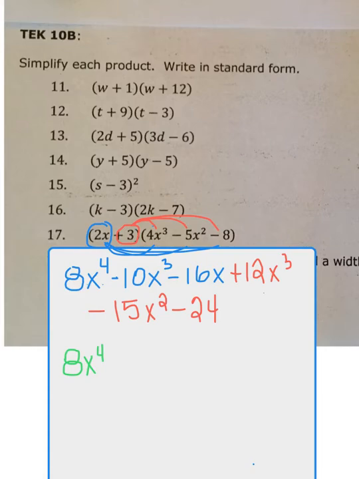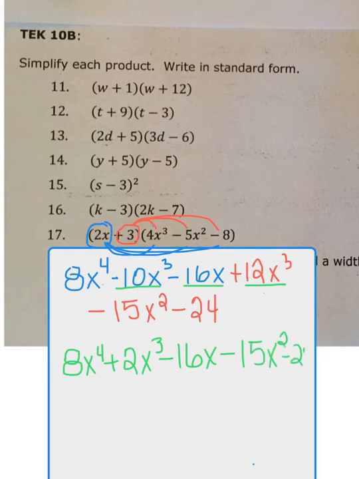Now I have negative 10x cubed, and I notice here's a 12x cubed, so I'm going to put those two together. Negative 10 and positive 12 is a positive 2x to the 3rd. So I'm done with that. I don't notice any other, right here, the plain old x to the 1st power, there aren't any, so minus 16x. And then that looks like everything else is also by itself, so minus 15x squared minus 24.